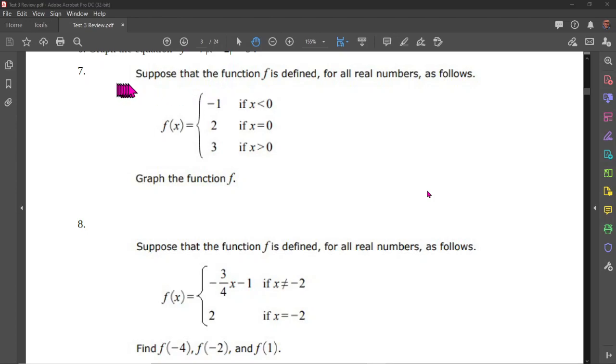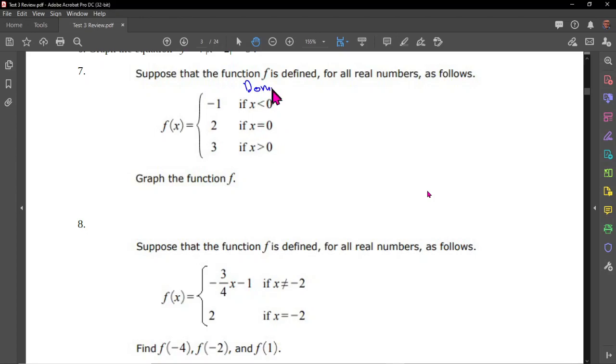So for 7 and 8, we're going to look at these together. They're going to ask us for 7 to graph this function. Piecewise functions means there's multiple pieces. This little inequality section is what we call our domain, the domain of the piece. This part of the function is called the output, or how you calculate it.